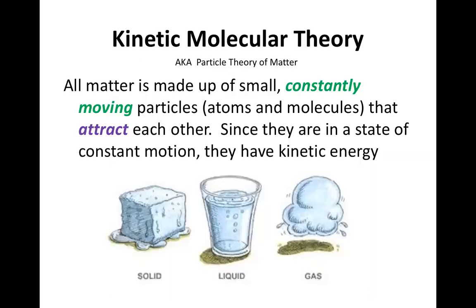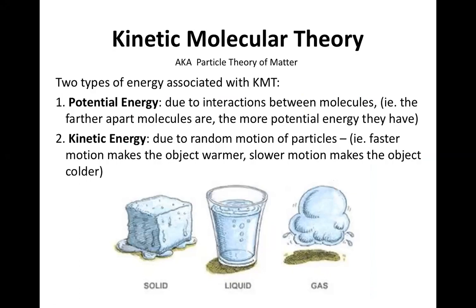The kinetic molecular theory is a theory of matter that states that all matter is made up of small, constantly moving particles that attract each other. And since they're in a state of constant motion, they have kinetic energy. So there's two types of energy associated with matter in KMT: potential energy and kinetic energy. And we're talking about the small scale of the particles.